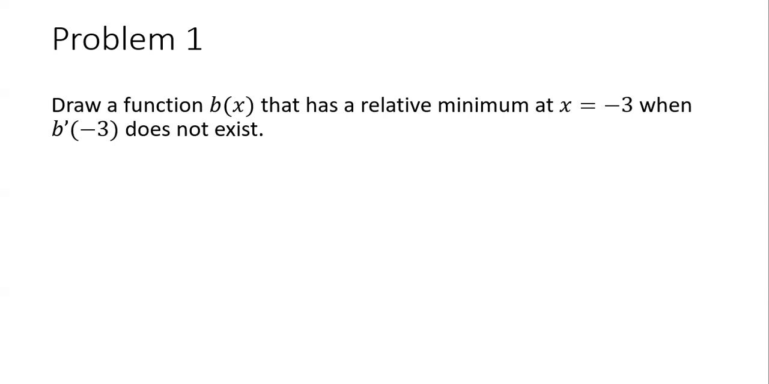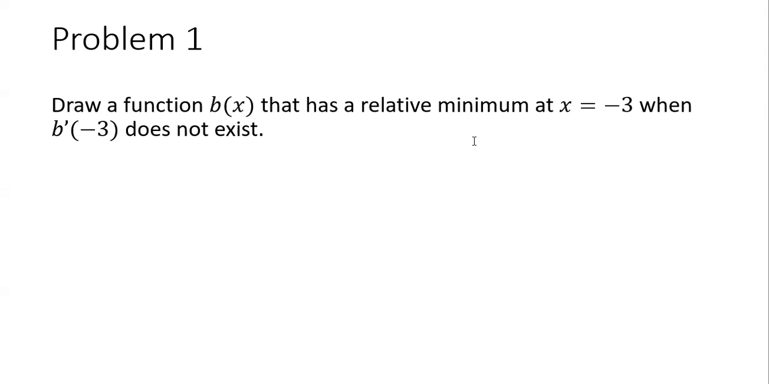the quote unquote intimidating part is probably b prime of -3 doesn't exist. Okay, so what are the different cases a derivative does not exist? If it's not continuous there, but it's saying that there's a relative min there, so it seems like it's continuous there. So that's probably not that. What else? If there's a vertical tangent there, it wouldn't be a relative min because it'll be infinitely increasing or infinitely decreasing. So it wouldn't be a relative min there.